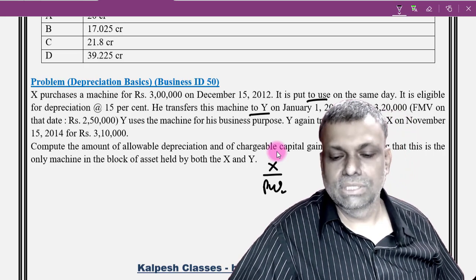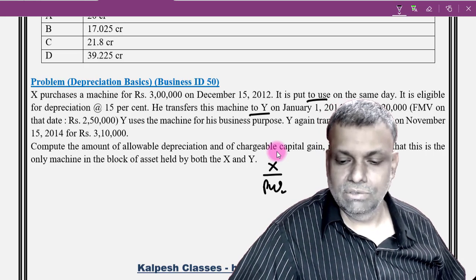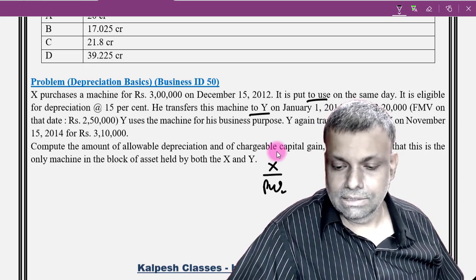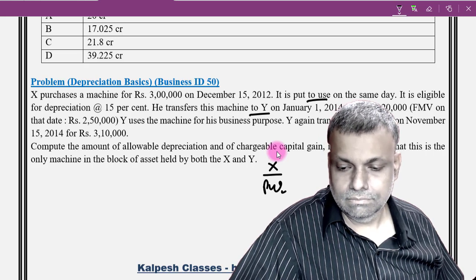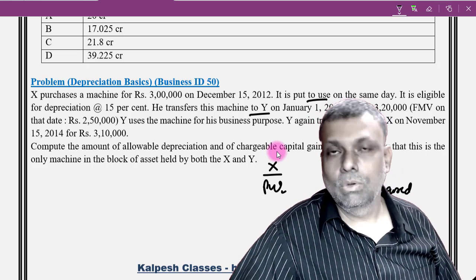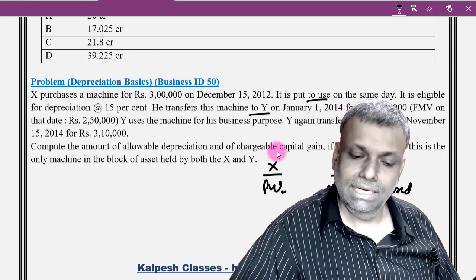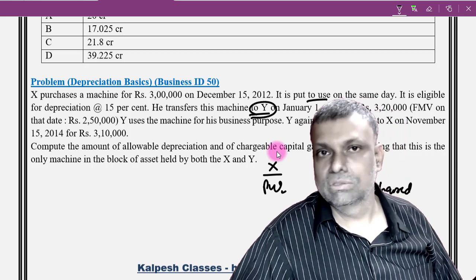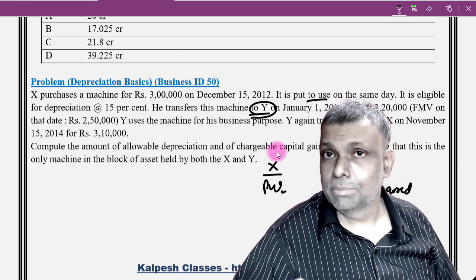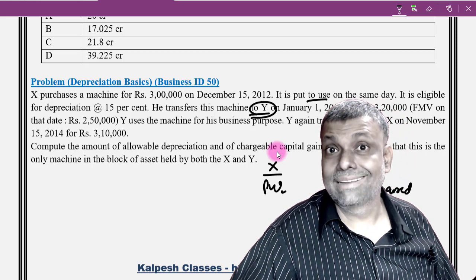So then Mr. Y is purchasing this particular machinery from Mr. X. So what Mr. Y is purchasing is a second-hand asset, a used asset. Okay. Since Mr. Y is purchasing a second-hand asset, because you have to do the calculation for depreciation of X and Y both of them, we have to give a special treatment for the second-hand assets.